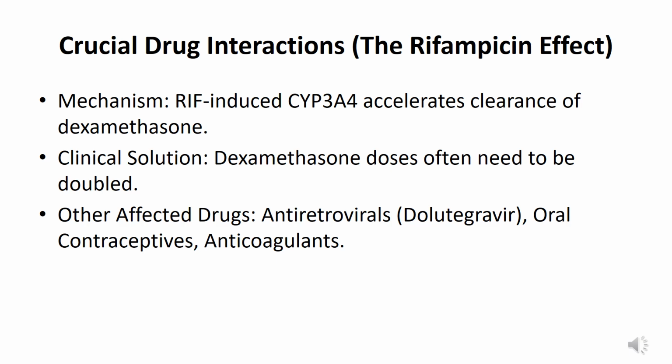One important group includes antiretroviral drugs used in patients with HIV infection. For example, dolutegravir may experience reduced plasma concentrations when administered with rifampicin. This interaction often requires dose modification and careful monitoring. Oral contraceptives are another major concern. Because rifampicin accelerates their metabolism, contraceptive effectiveness may decrease. This can increase the risk of unintended pregnancy if alternative contraceptive strategies are not used.